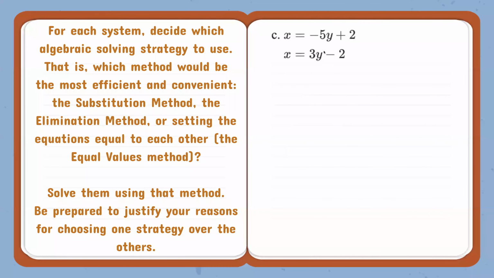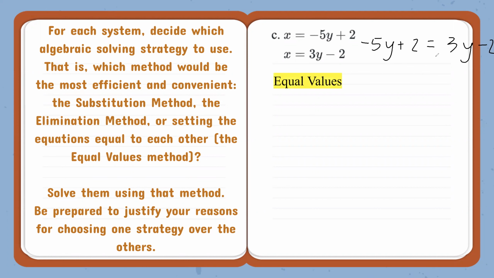The first one is x is equal to negative 5y plus 2 and x is equal to 3y minus 2. What method should we use? We're going to use the equal values method where we equal them to each other. So negative 5y plus 2 is equal to 3y minus 2. Since they're both equal to x, we can equal them to each other and start to solve.